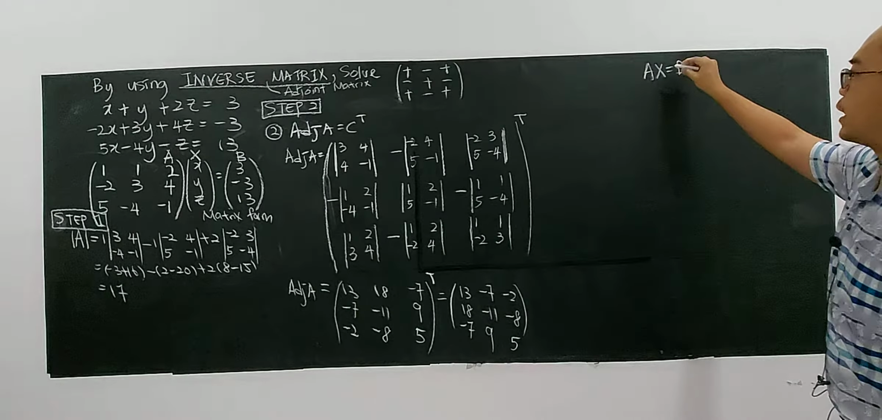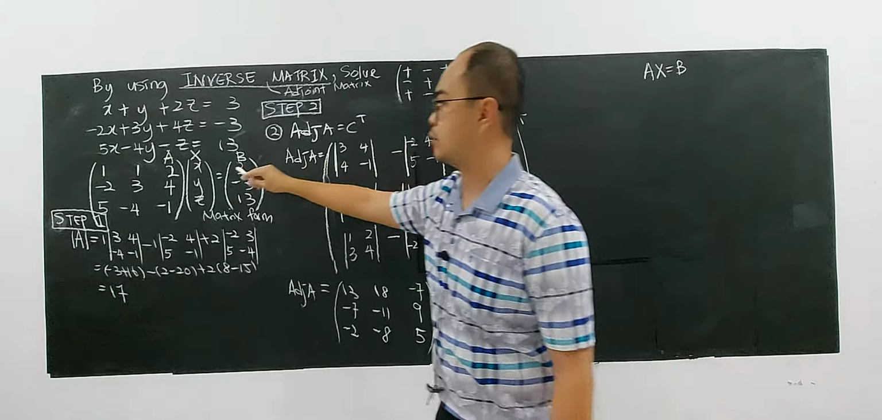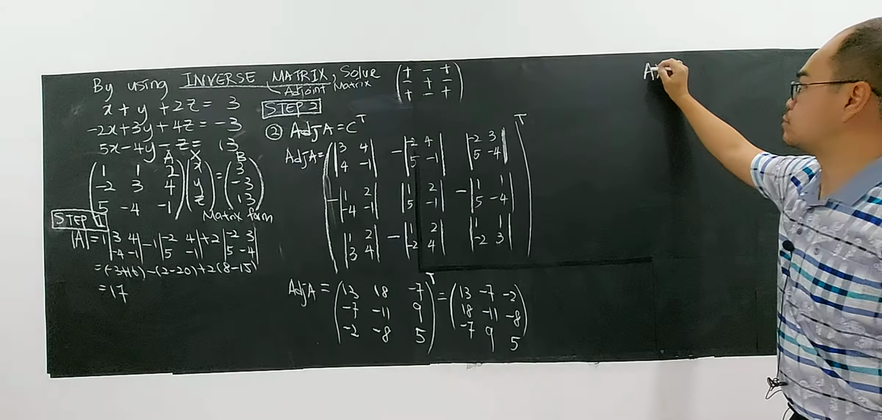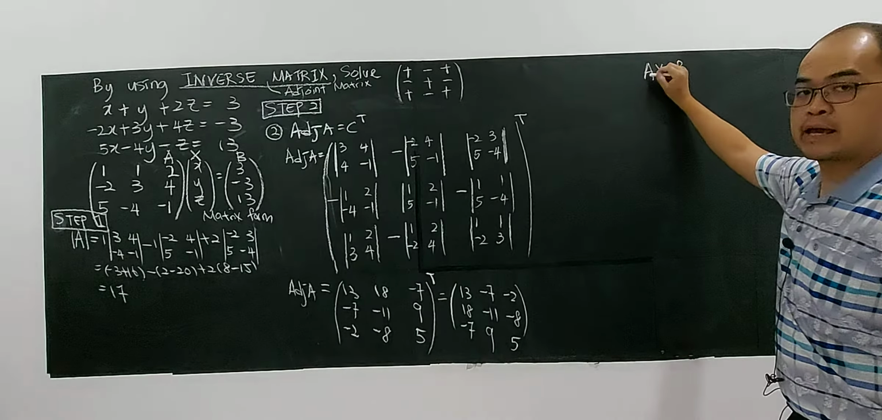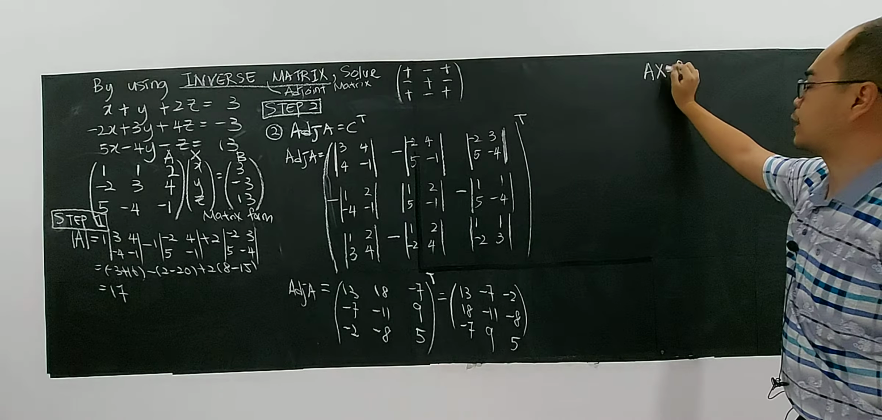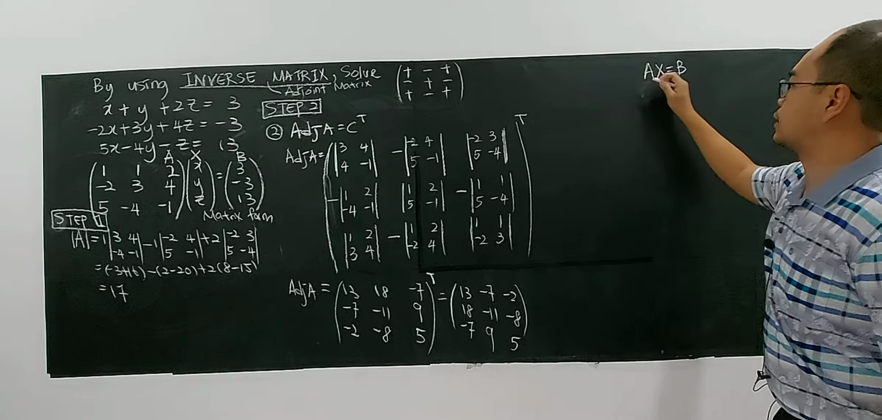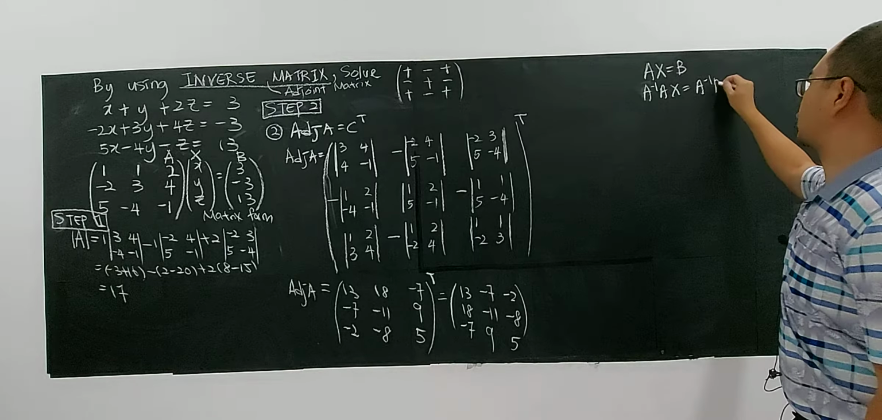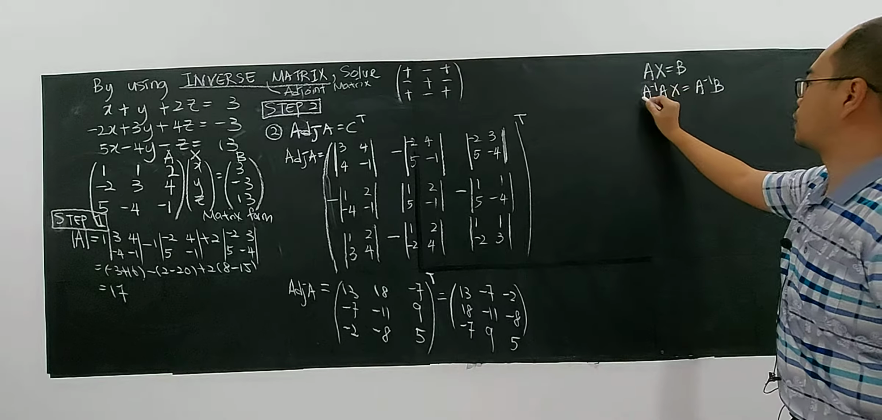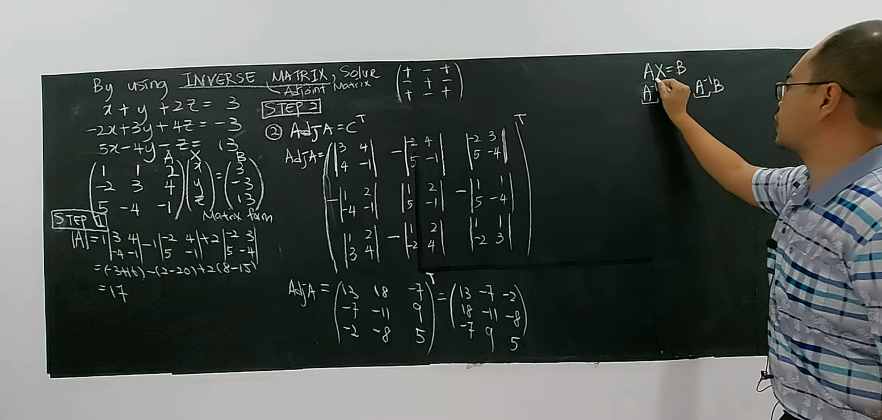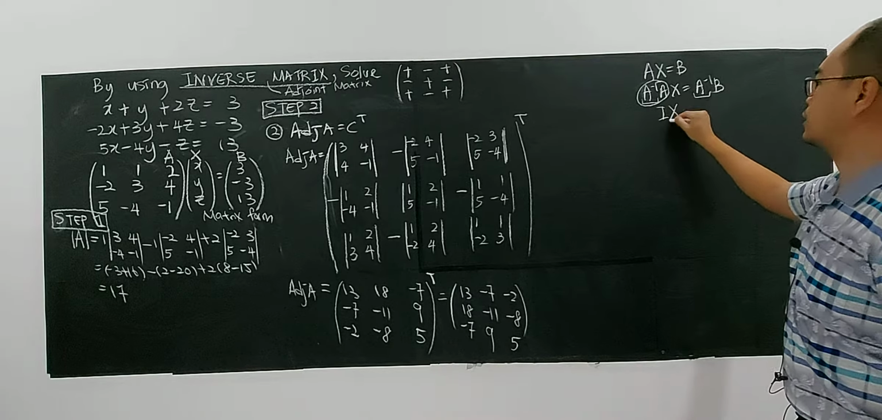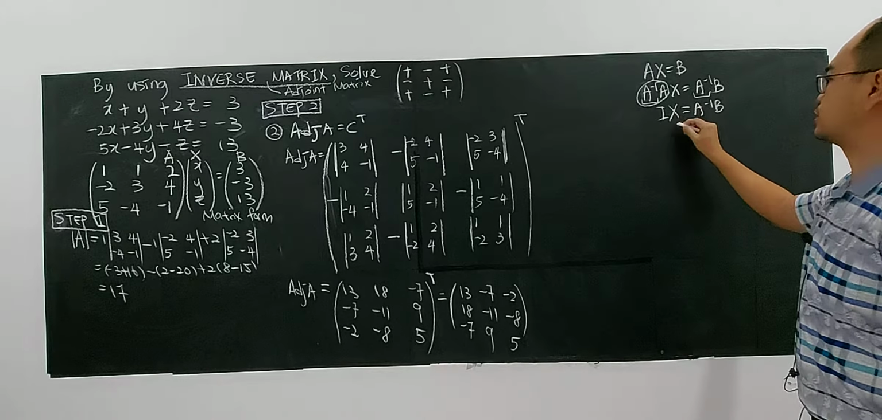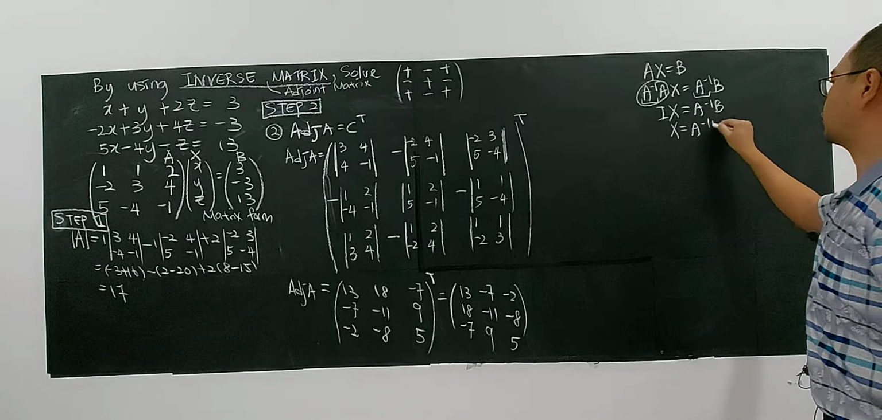If I want to find X, where X here refers to x, y, z, I must make sure that there is no A on the left, only X, so that I can find X. So I multiply A inverse on both sides. On the left-hand side, because I want to get rid of the A, I multiply A inverse and A. As you know, A inverse and A turn to identity. So finally, I times X, you get X equals A inverse B.